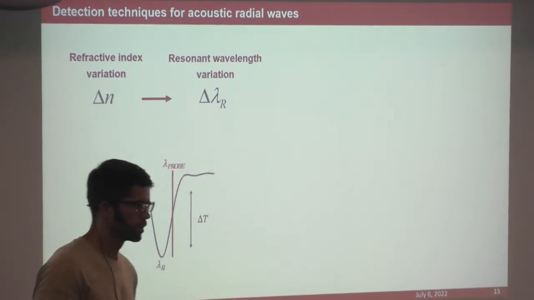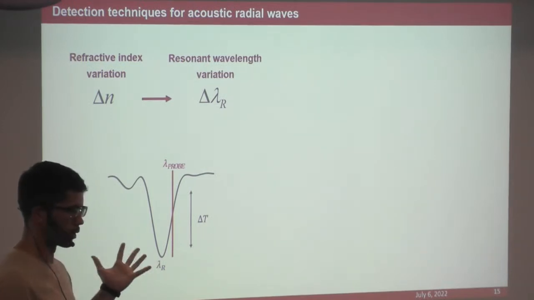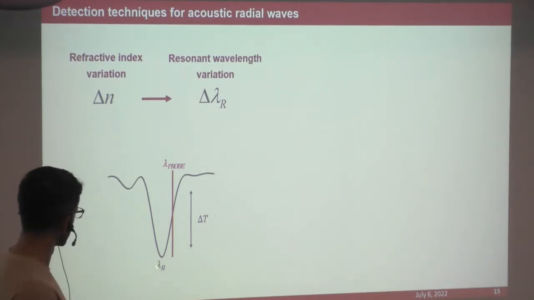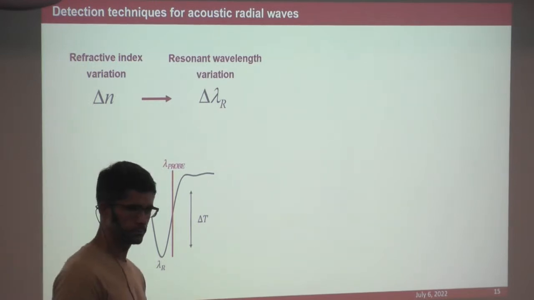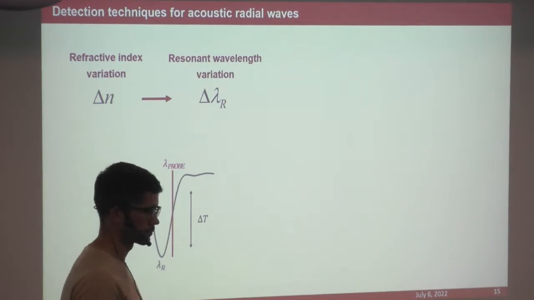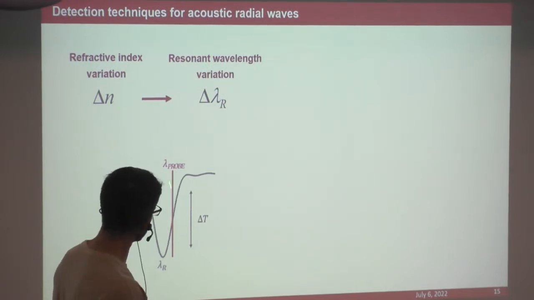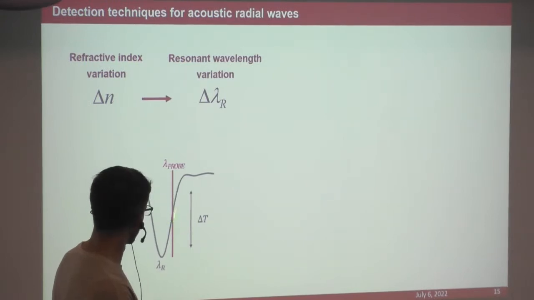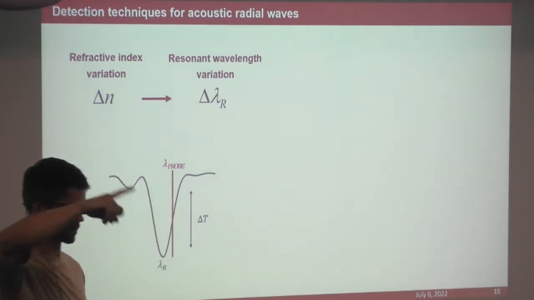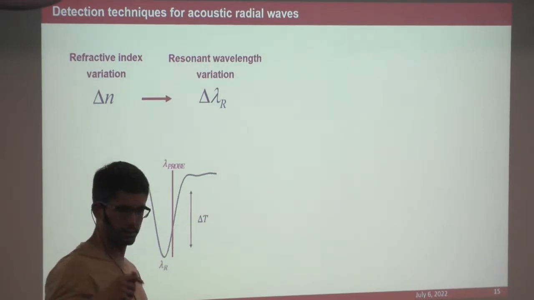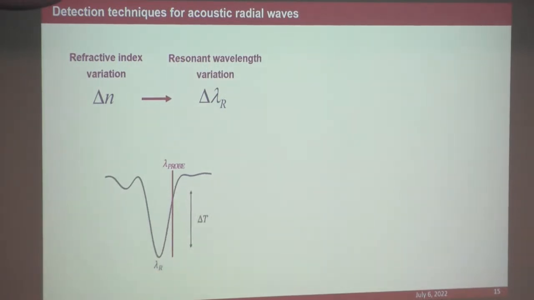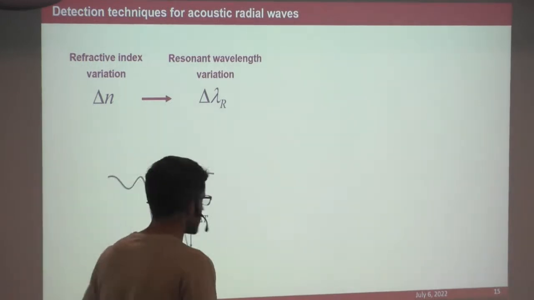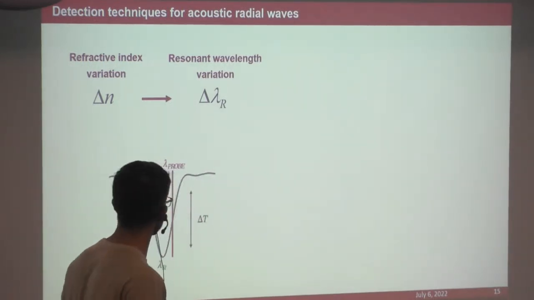Okay, what happens when you put a mechanical wave in this device? What will happen to this wavelength? Any ideas? Okay. It will shift. So what happens if we put another laser, let's say a tunable laser, in the slope of this spectrum? We will see a variation in the transmittance of light.